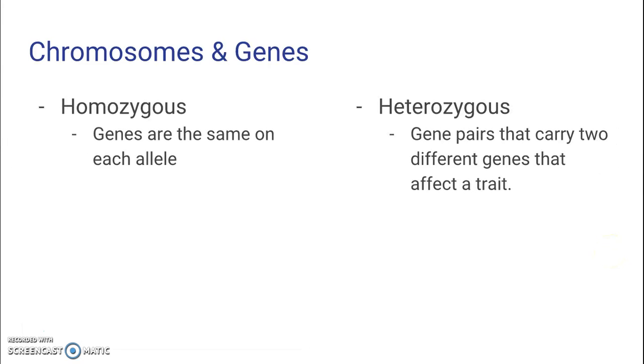I kind of talked about this a little bit, but homozygous genes are where the genes are the same on each allele. So the gene pair, both individuals from that pair are the same gene. Whereas heterozygous gene pairs are where the gene pairs carry two different traits.